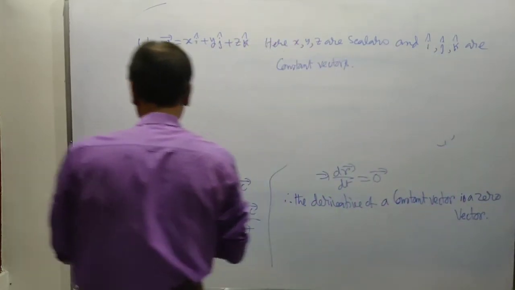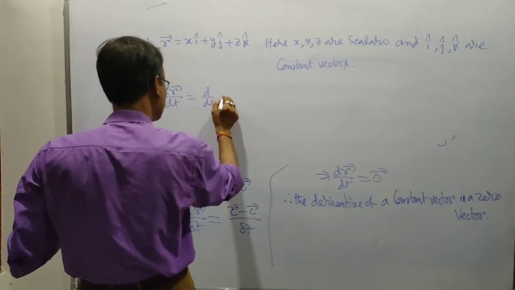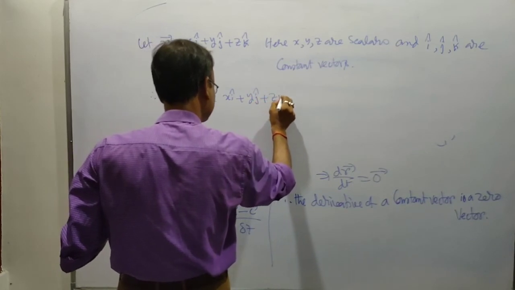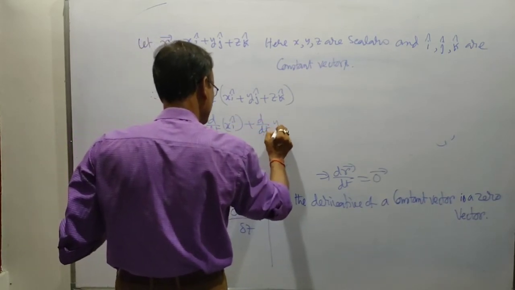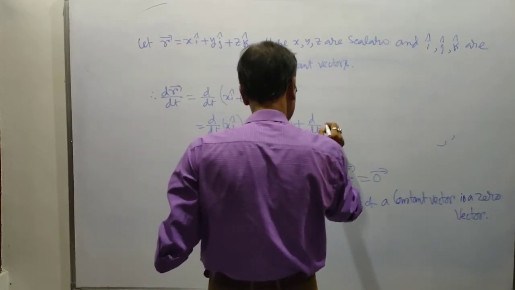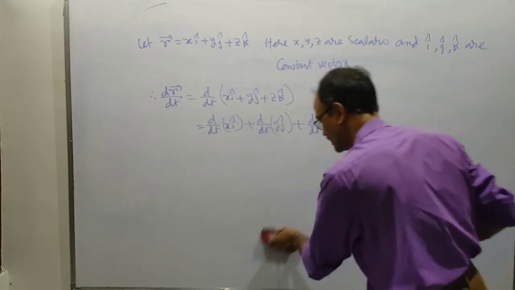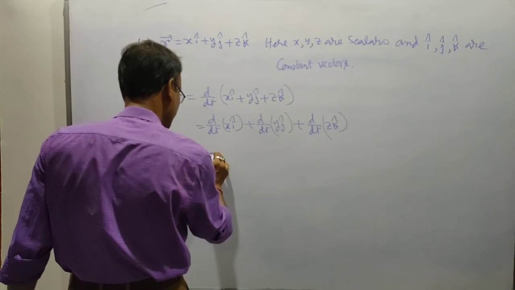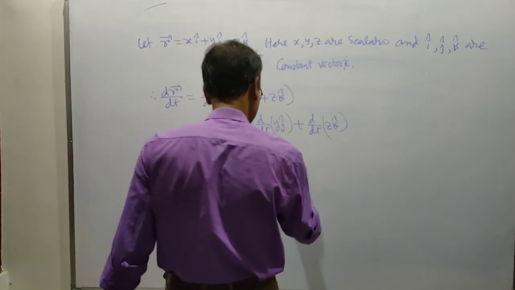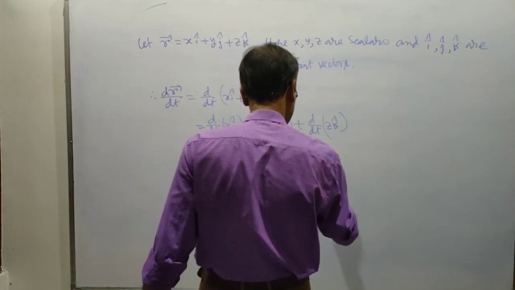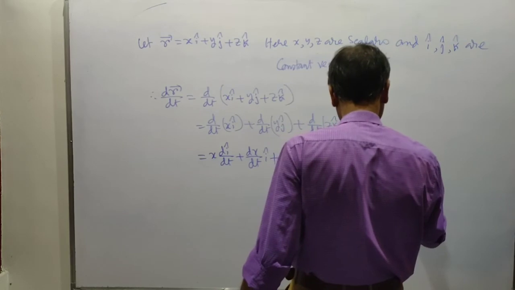Now, therefore, dr vector by dt equal to, you may write d dt of x i cap plus y j cap plus z k cap. This is equal to d dt of x i cap plus d dt of y j cap plus d dt of z k cap. You may write like this. This is equal to x d i cap by dt plus dx by dt i cap plus y d j cap by dt plus dy by dt j cap plus z d k cap by dt plus dz by dt k cap.